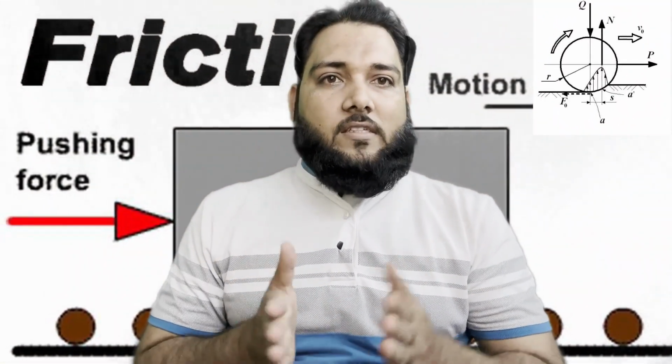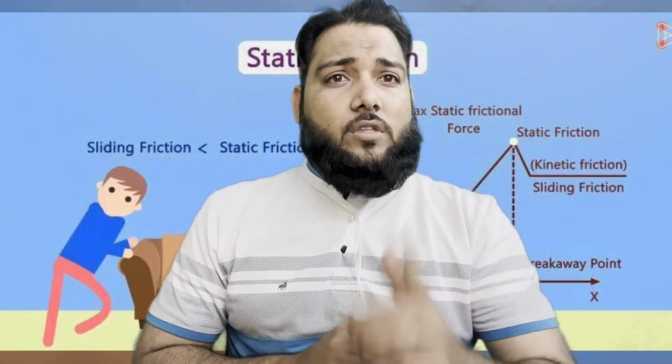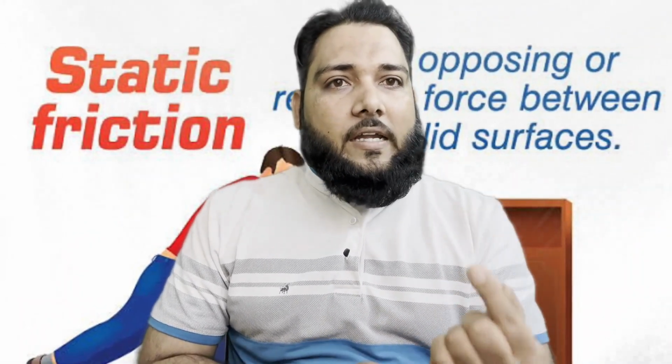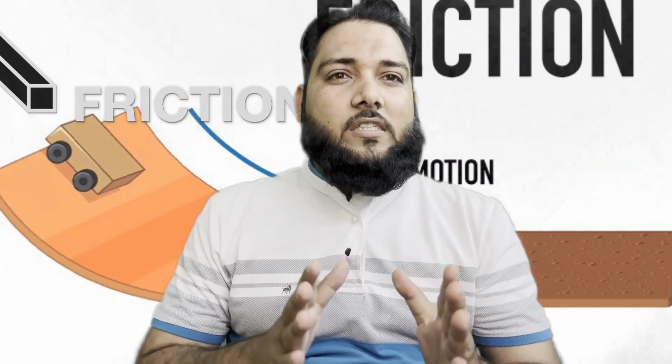Another type of friction is rolling friction. You can see in the diagram, the rolling friction is because of adhesion of two surfaces. One component of the adhesive force will act opposite to the motion. That is called rolling friction, and it acts at a point. This friction arises due to deformation of the two surfaces.